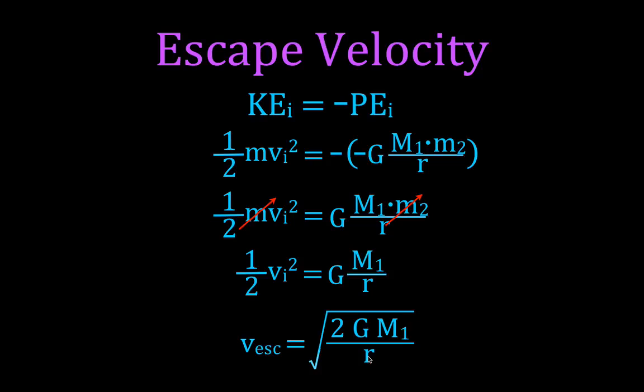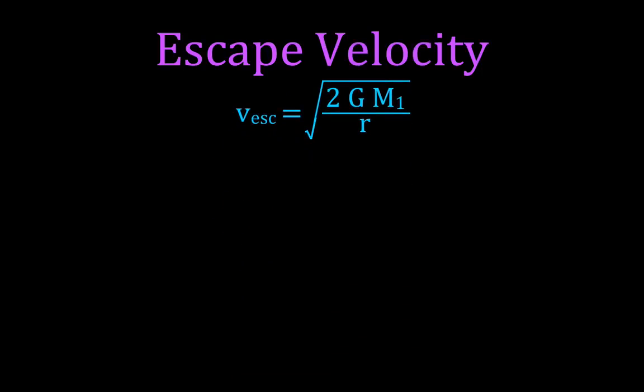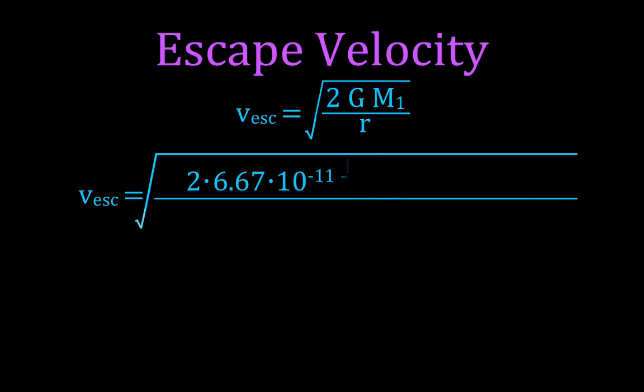Okay? So actually, we're going to do that in the next slide. This is the equation. I put a box around it. Put a box around. Don't forget that. I'm going to calculate the escape velocity of the Earth. Okay, everybody knows 2 is 2. The gravitational constant is 6.67 times 10 to the minus 11th Newton meter squared per kilogram squared. This is the mass of the Earth, 5.98 times 10 to the 24 kilograms.